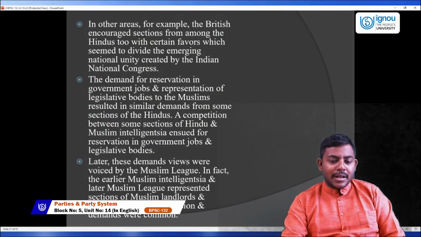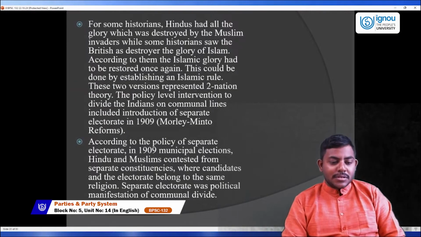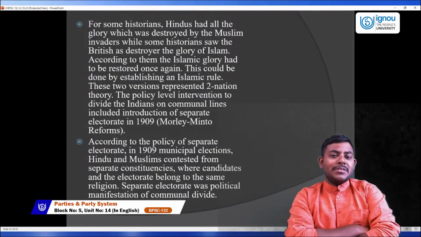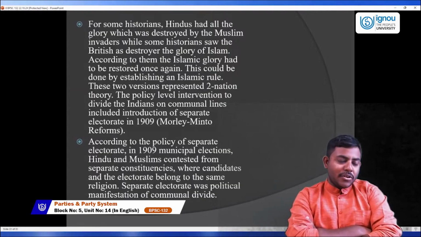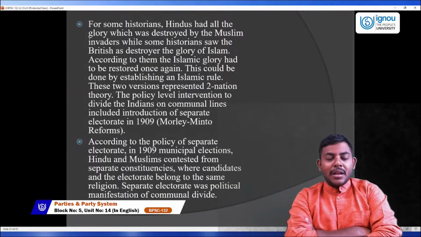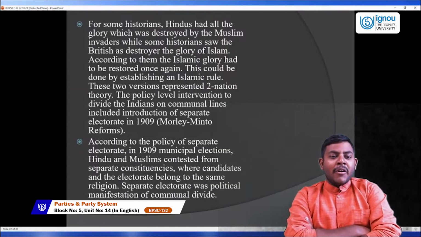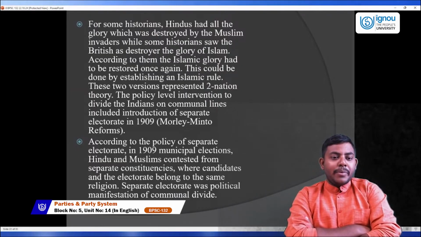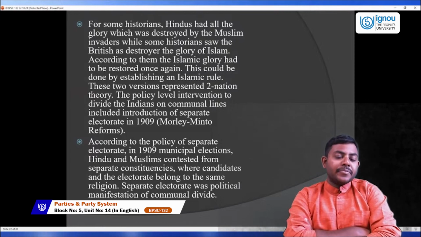For some historians, Hindus had all the glory which was destroyed by the Muslim invaders, while some historians saw the British as destroyers of the glory of Islam. According to them, the Islamic glory had to be restored once again. This could be done by establishing an Islamic rule. These two versions represented the two-nation theory.